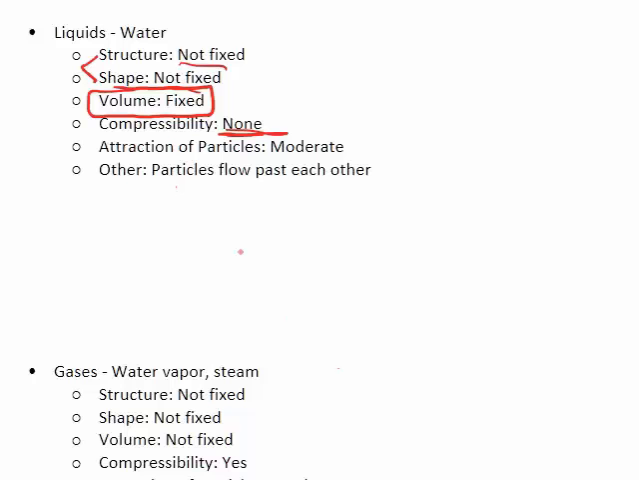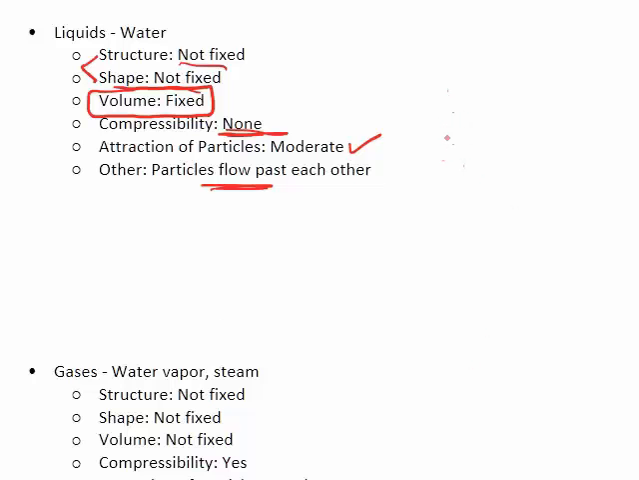Now, the attraction of particles is moderate. Why moderate? Liquids are kind of like an in-between between solids and gases. Solids have the most attraction between their particles. Liquids are moderate, while gases practically have no attraction between their particles. What's the advantage of having a moderate attraction of the particles for liquids? That means that the particles can actually flow past each other. That's why a liquid is able to move like it does.